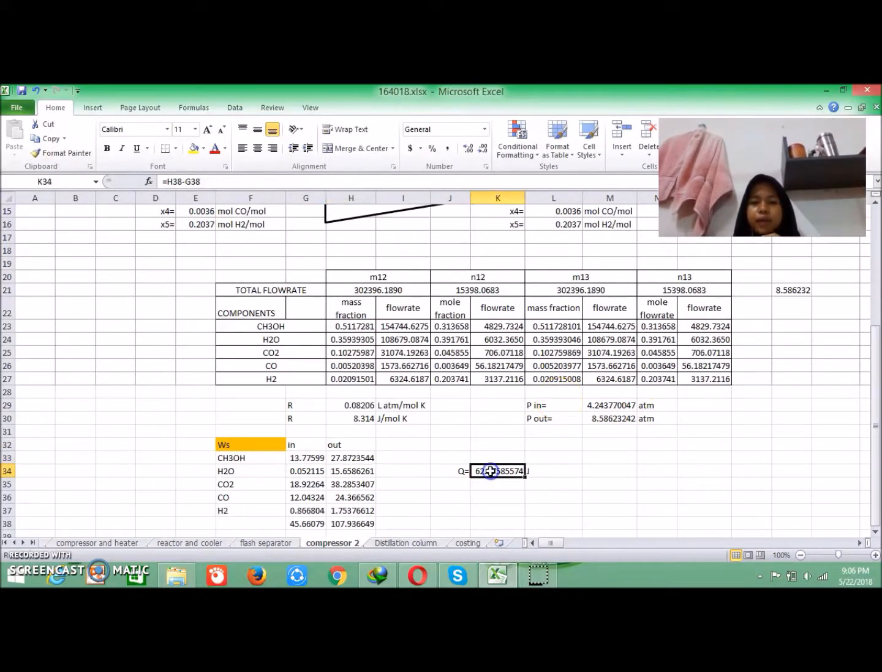So this is the energy balance, but it is in joule. So I have to convert that to kilojoule. So this is the energy balance.